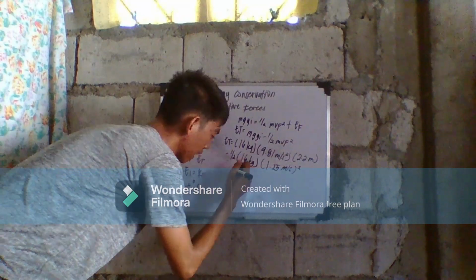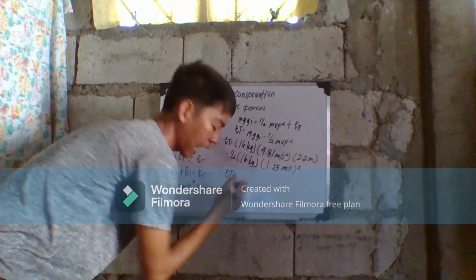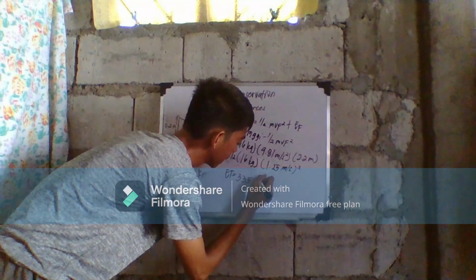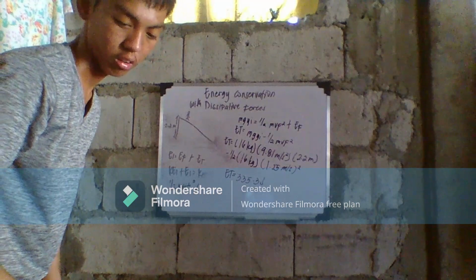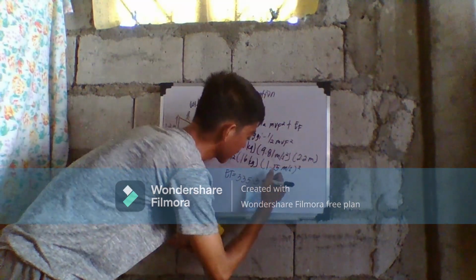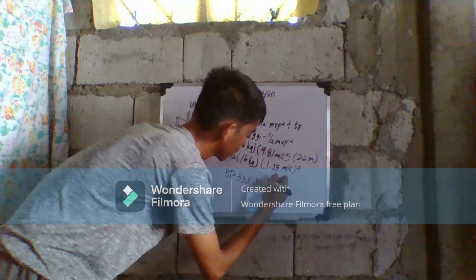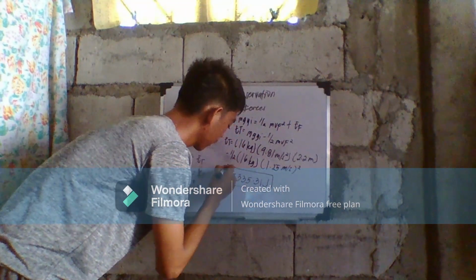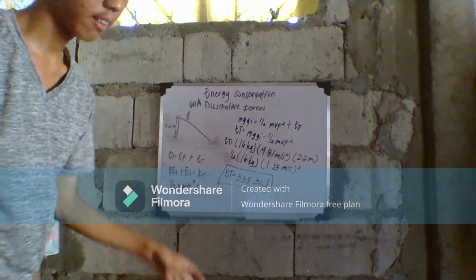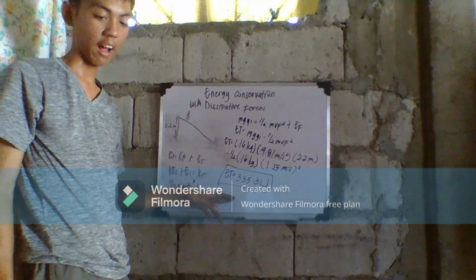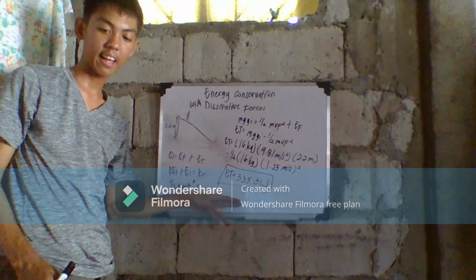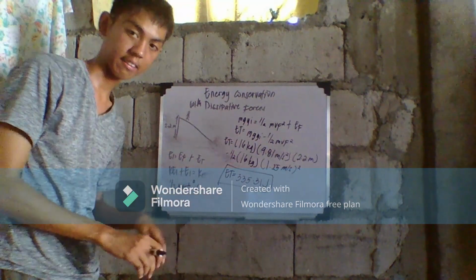By calculating, our total is 335.31 joules. This is what the question is asking for: how much thermal energy due to friction was generated in this process.